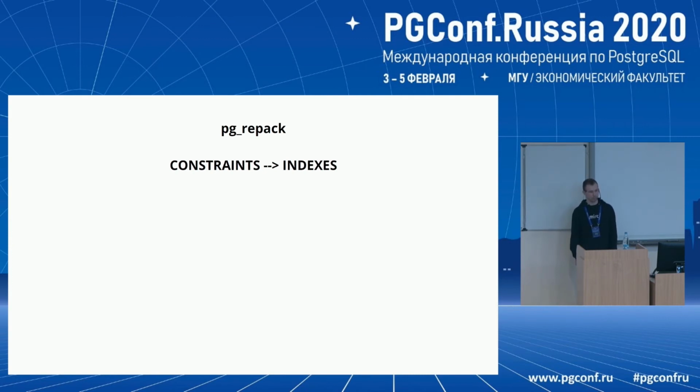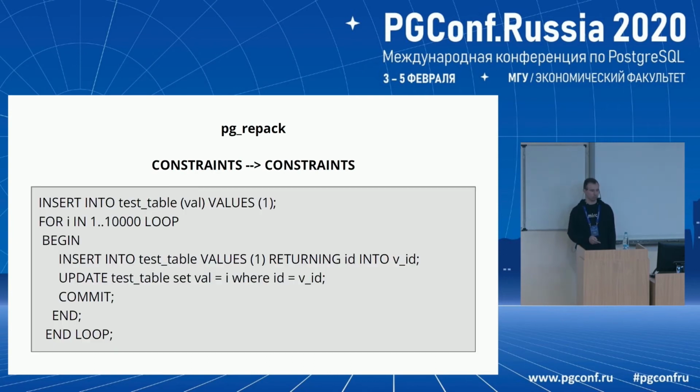So we didn't want to rewrite the code. That's why we decided to do something with deferred constraints. The idea was simple. We just replace indexes with deferred constraints in order to check our modifications. We wrote a test.